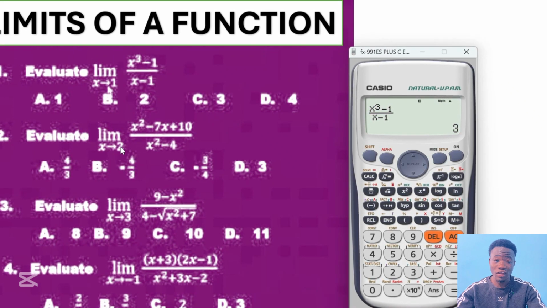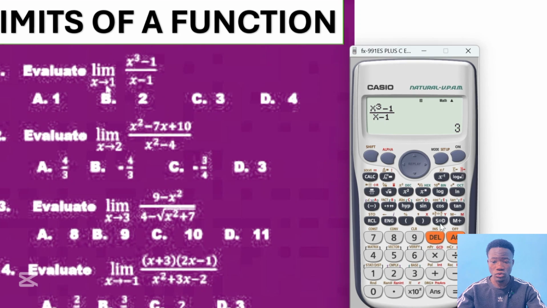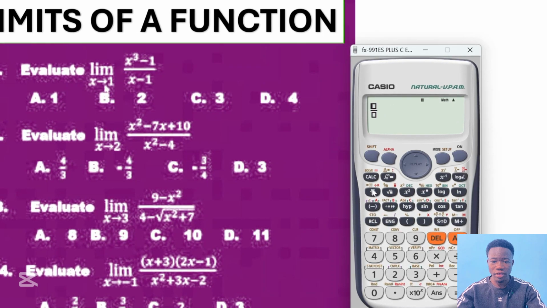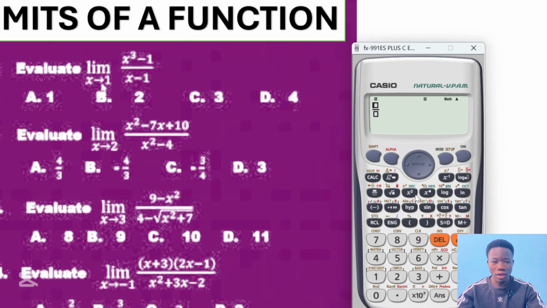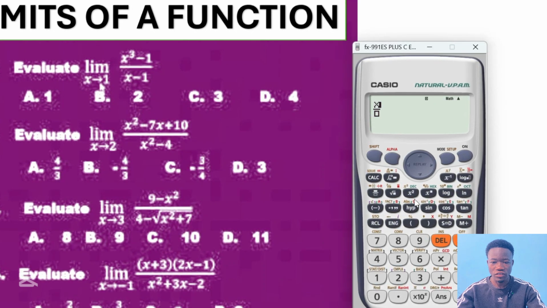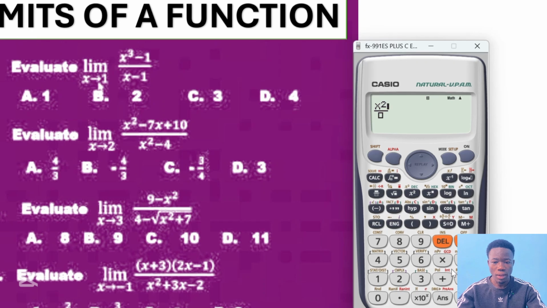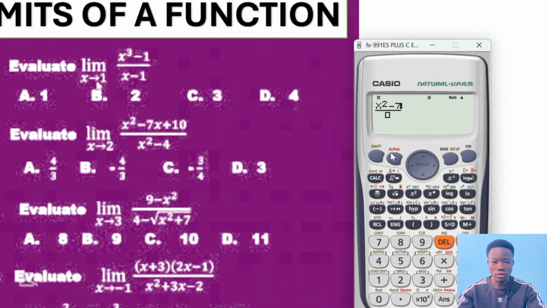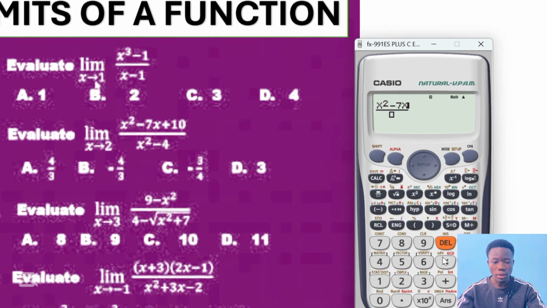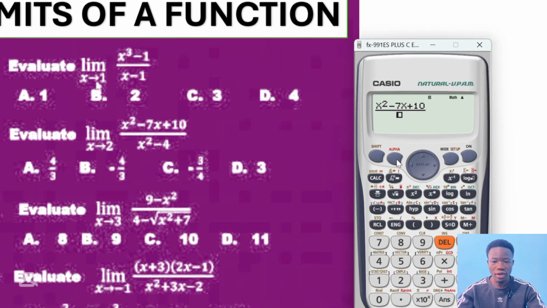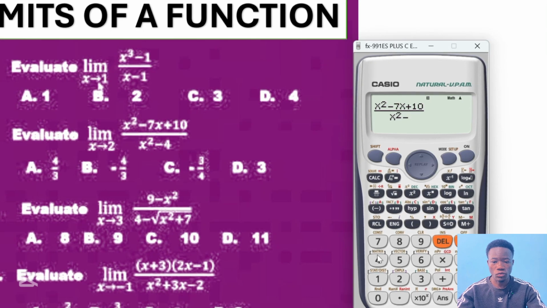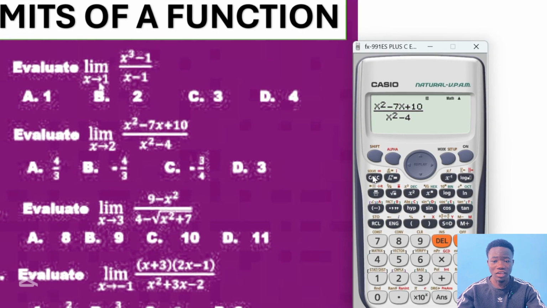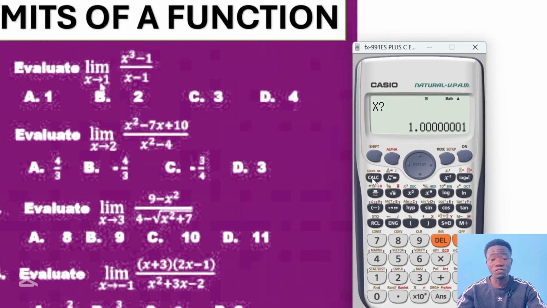Evaluate the limit as x approaches 2 of this value. So you get it: x, alpha x squared minus 7x plus 10, all divided by x squared minus 4. Then you click on the calc, that's calculate. Then it's asking for the value of what?